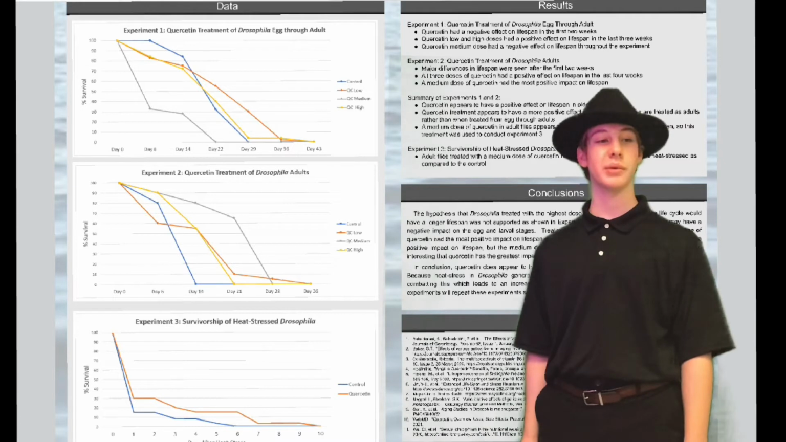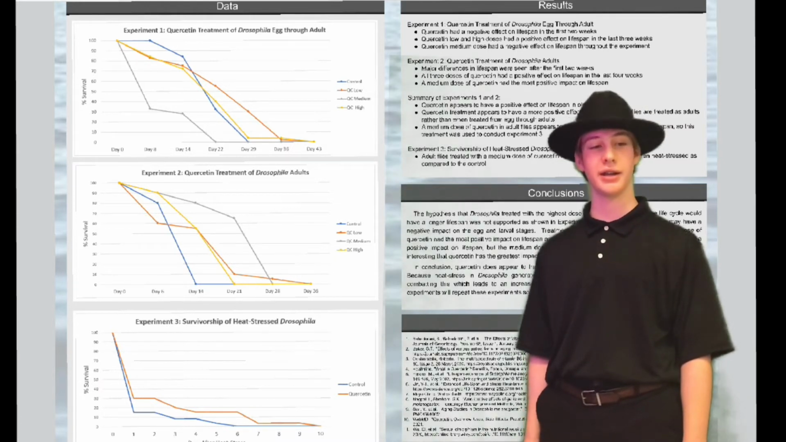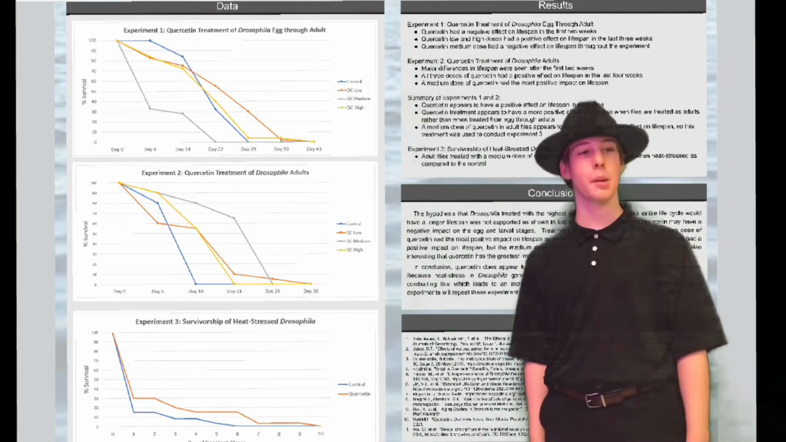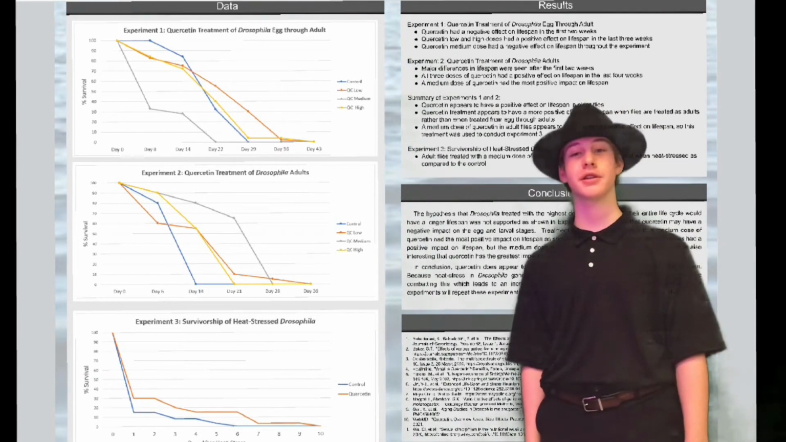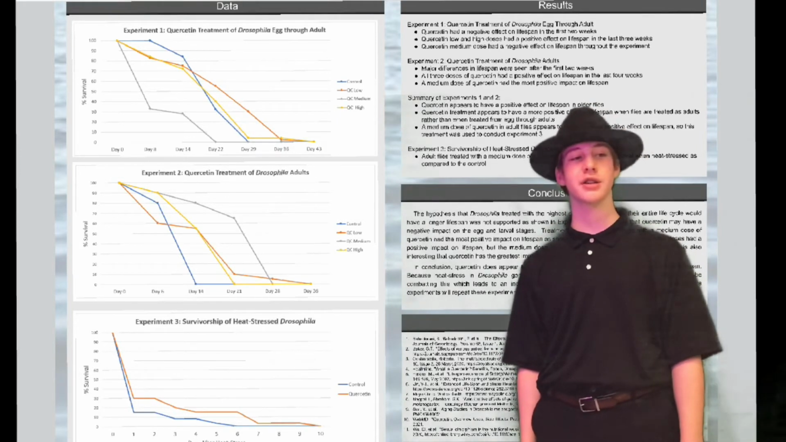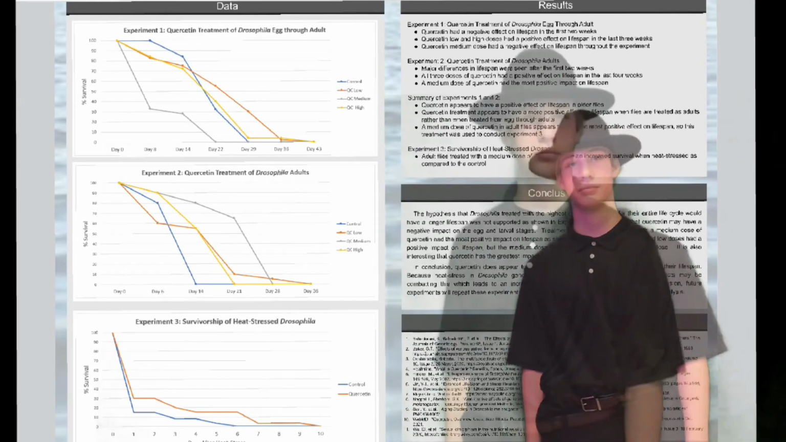In order to determine if my data is statistically significant, I needed to repeat my experiments so that I can perform statistical analysis. Based on my project, it appears that Quercetin does have the ability to increase lifespan in fruit flies. The aging process causes oxidative stress, and perhaps Quercetin is combating this, leading to an increase in lifespan. Further, Quercetin appears to be able to combat oxidative stress induced by heat stress.